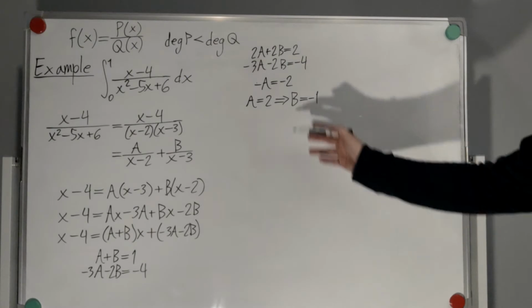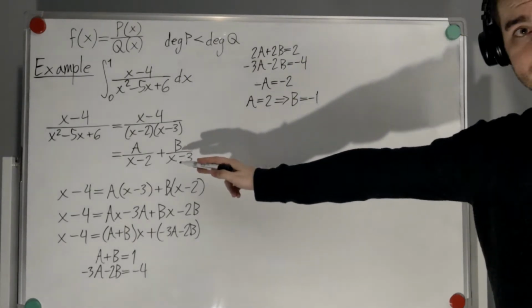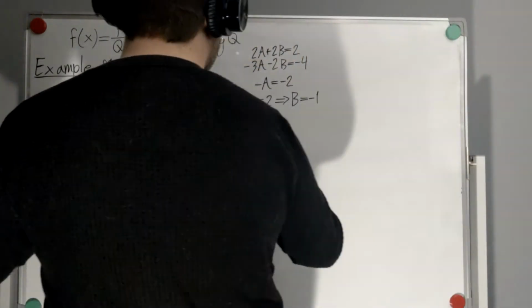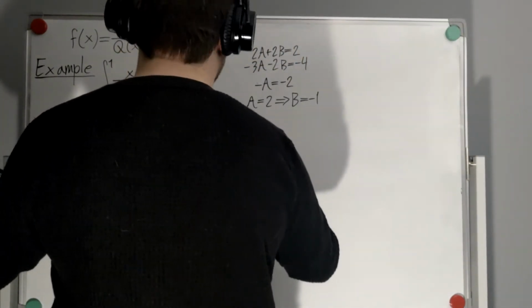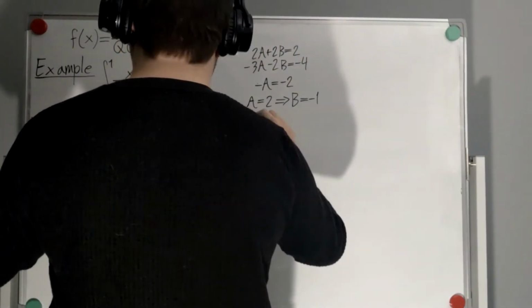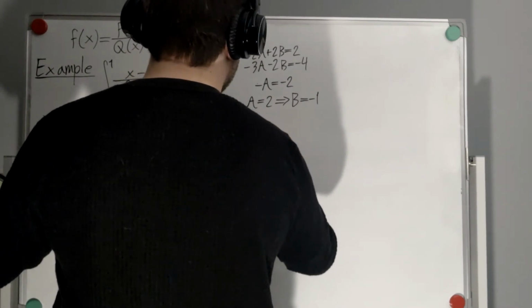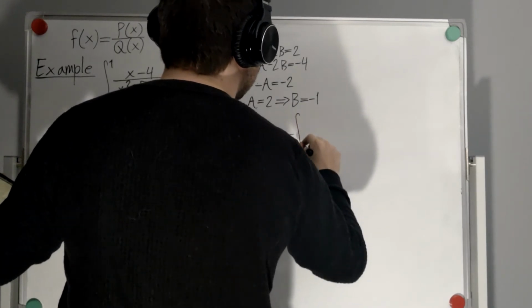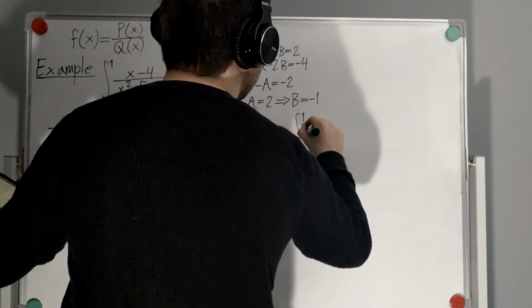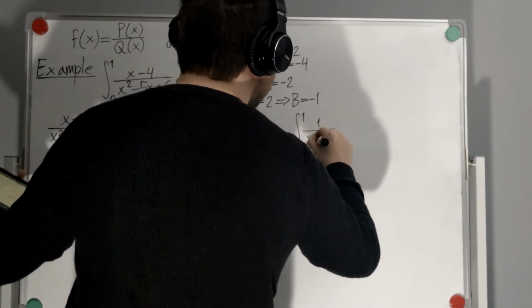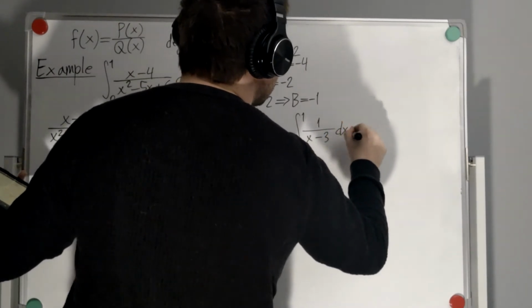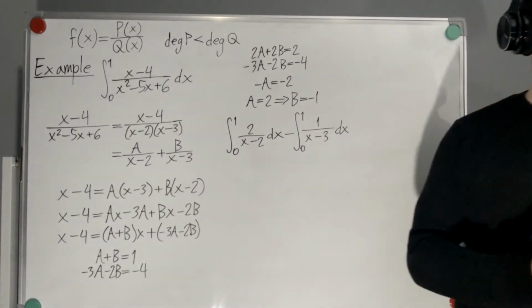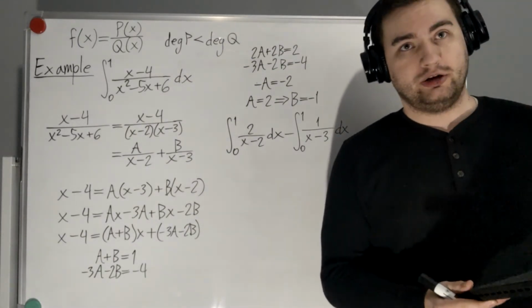So, once we have these two coefficients, we know this decomposition, and that means that our integral now becomes, let's see, the integral from 0 to 1 of 2 over x minus 2, minus the integral from 0 to 1 of 1 over x minus 3. Okay. And now both of these can be done by u substitution.